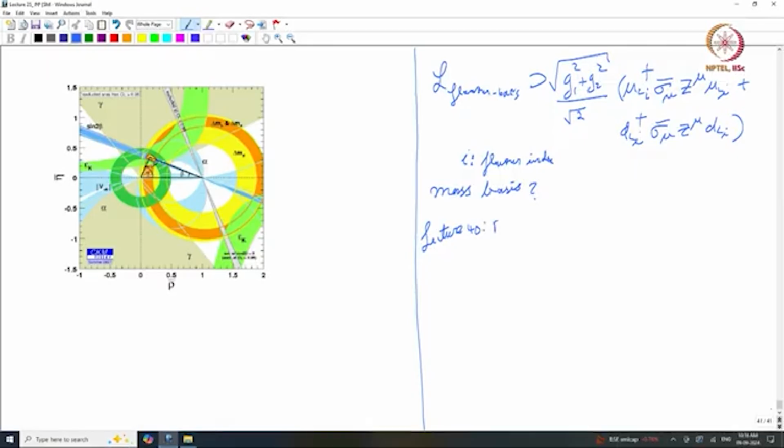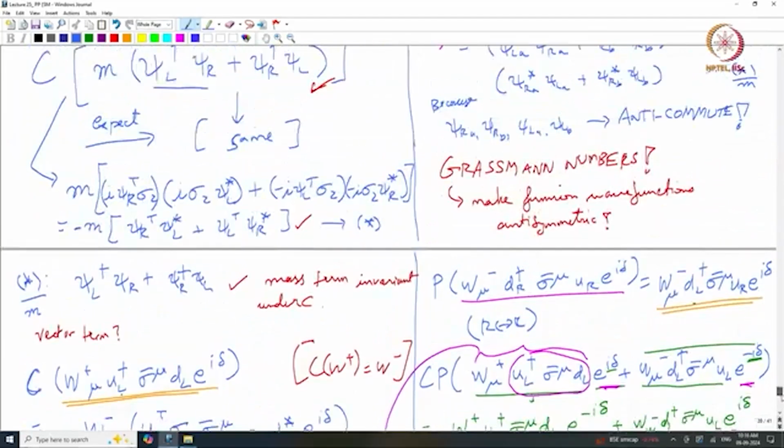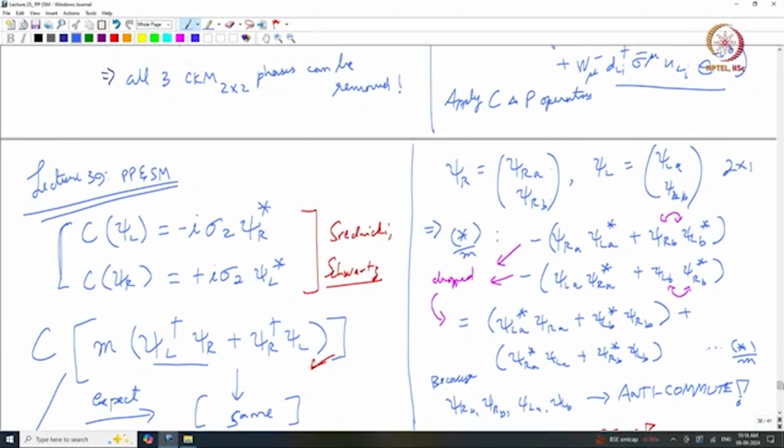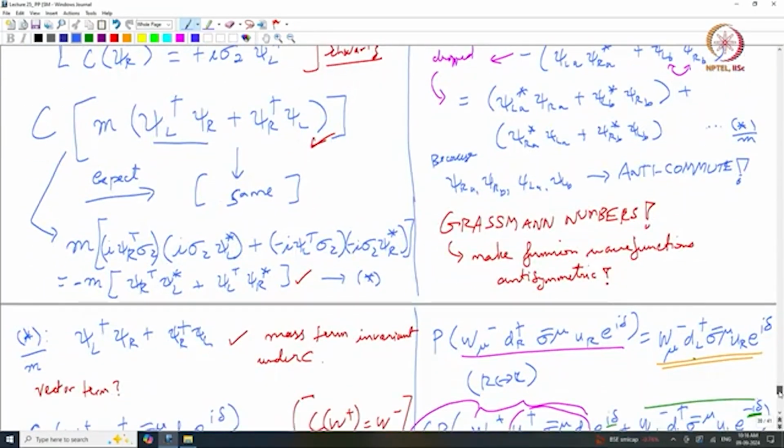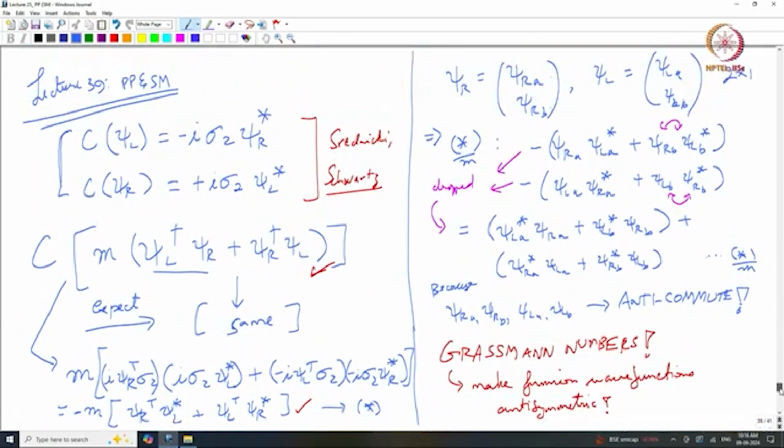Alright, welcome back to particle physics and the Standard Model. This is lecture 40. We spent a lot of time in the previous lecture figuring out how the charge conjugation operator works, in order to see the CP transformation of the W boson interactions with quarks, right.